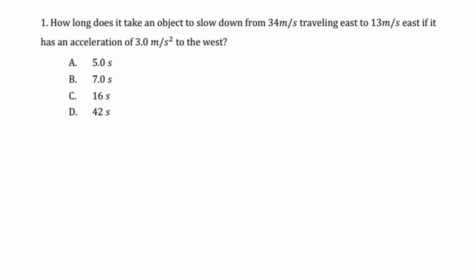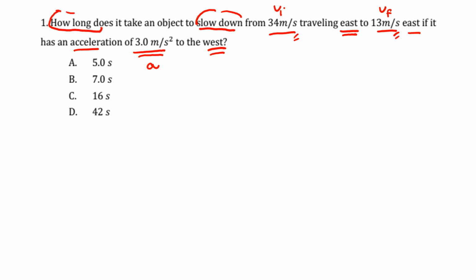First question: how long does it take an object to slow down from 34 meters per second traveling east to 13 meters per second east if it has an acceleration of 3.0 meters per second squared to the west? So basically we are given the initial velocity, the final velocity, and the acceleration. The object is actually slowing down, as you can see in the values of the final and initial velocity, and we are asked how long. So it's asking us to solve for time. How long does it take?